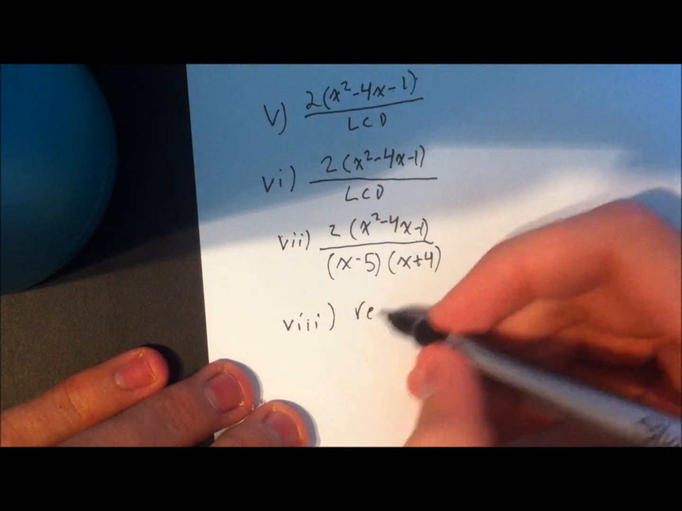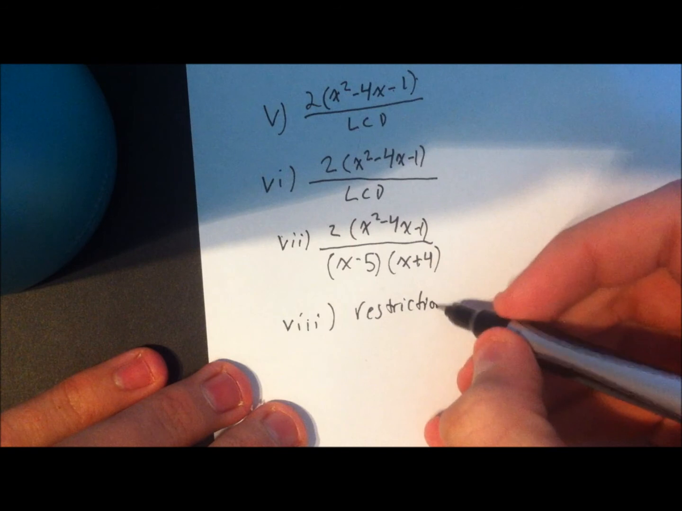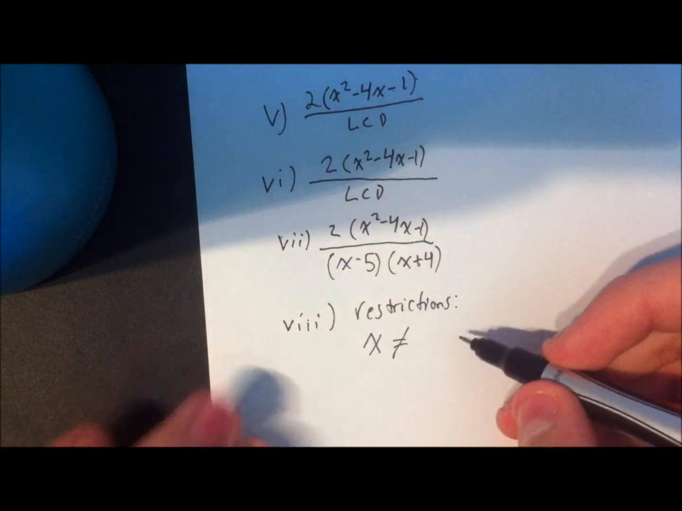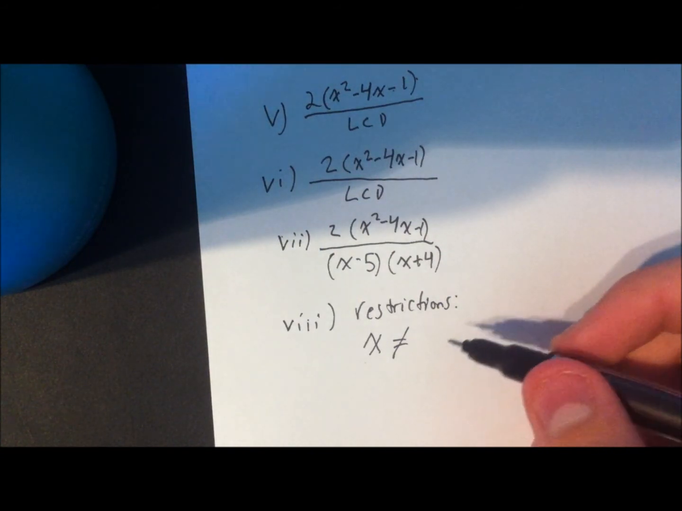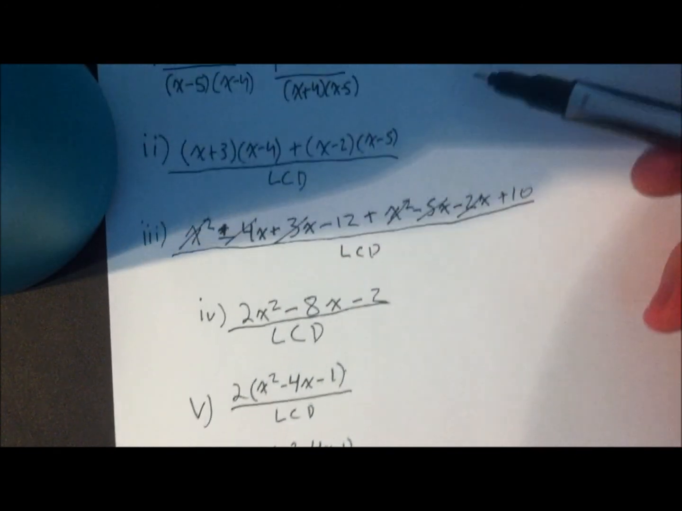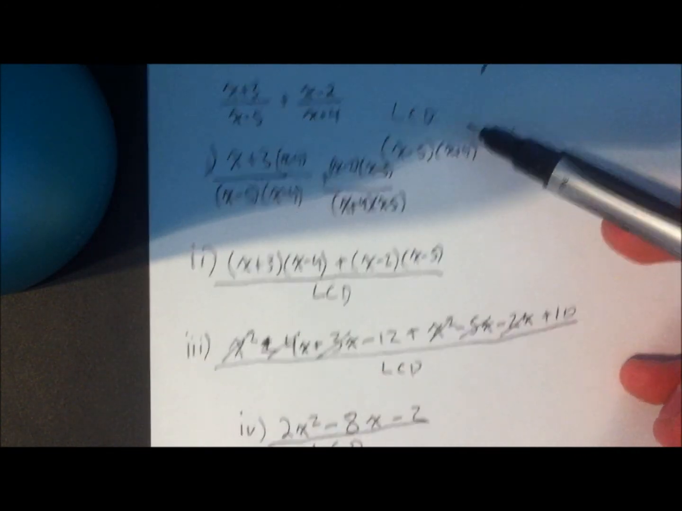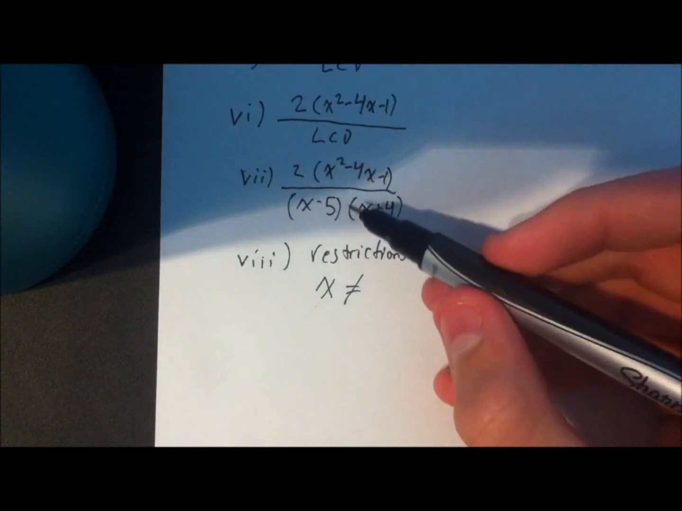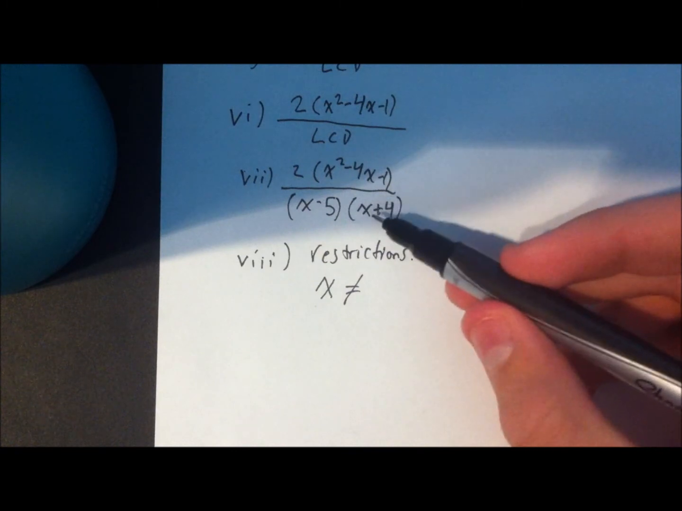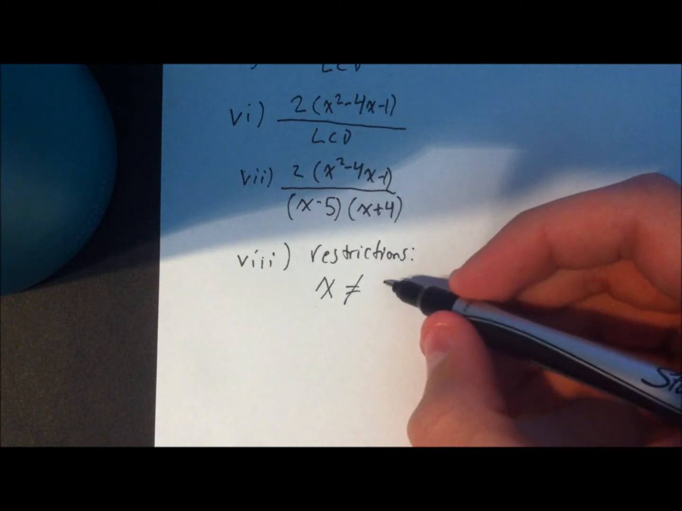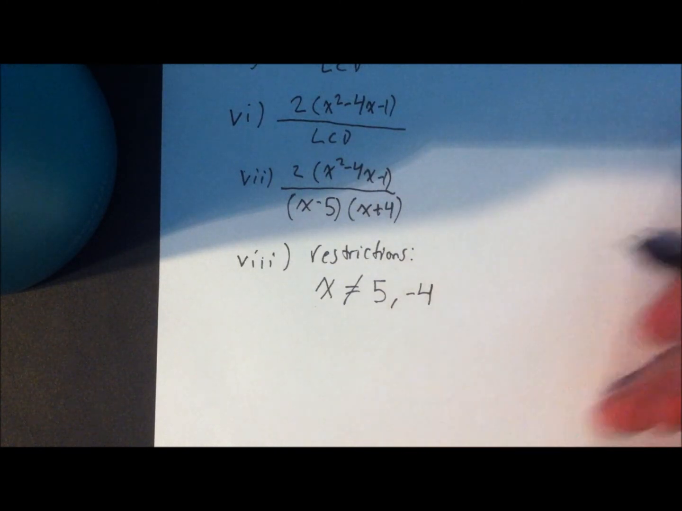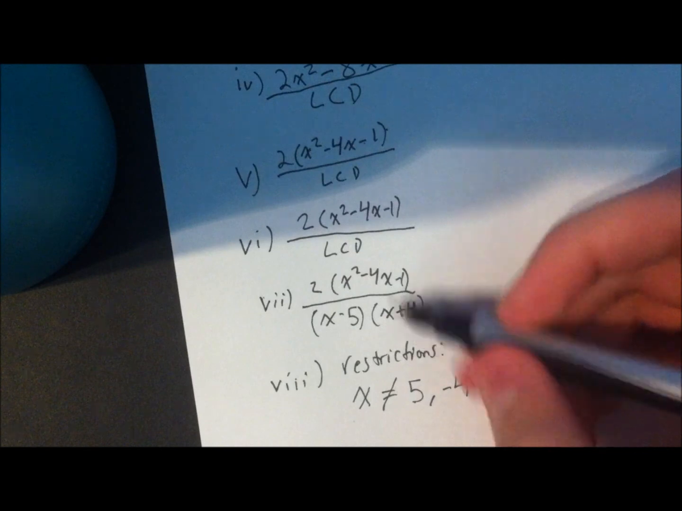We still have to find the restrictions. So those are values which x cannot equal, which will make the denominator 0 or undefined. All we have to do is look at our lowest common denominator all the way up here. And x cannot equal a positive 5, because that would make that 0, or a negative 4, because that would make that 0. So, positive 5, negative 4. And that's your final answer.